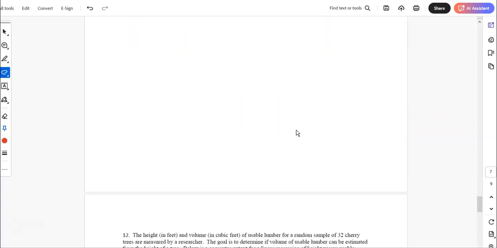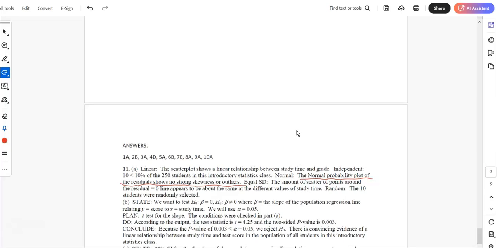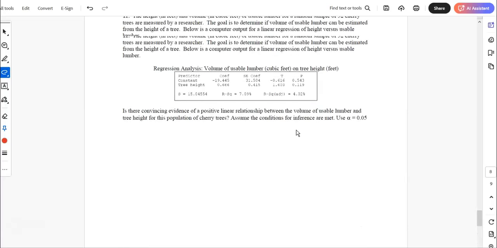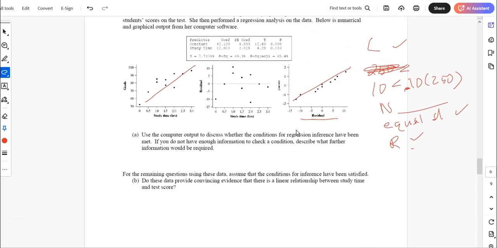Let me just see if we did the rest of them right on that one, just because there were some weird ones. And yeah, okay, so we're good on the rest of those. Okay, part B. For the remaining questions, use the data, assuming the conditions have been satisfied. Do the data provide convincing evidence there's a linear relationship between study time and test scores?